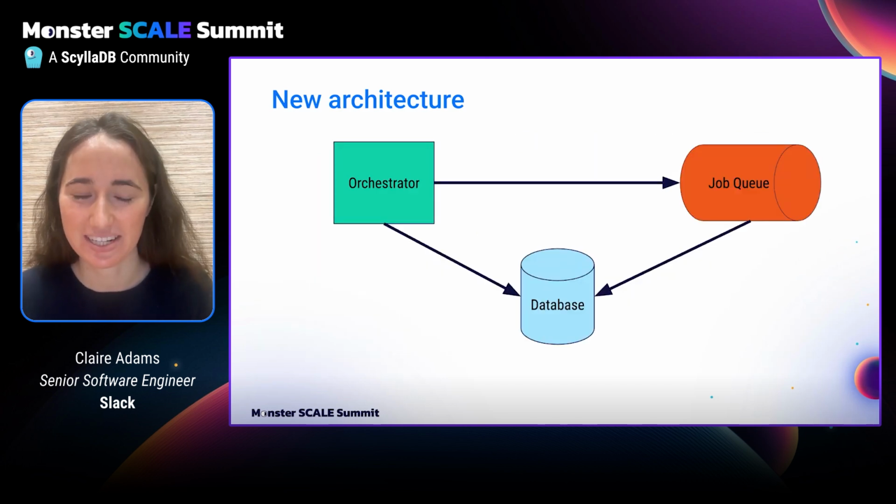So this is the new architecture. We have our orchestrator service, we have our job queue, and then we have our database, and they're all in communication with each other.